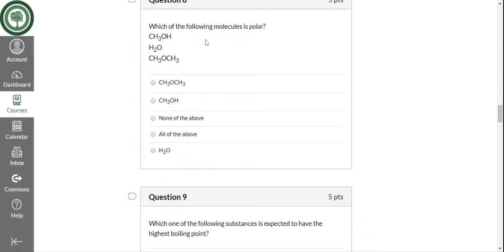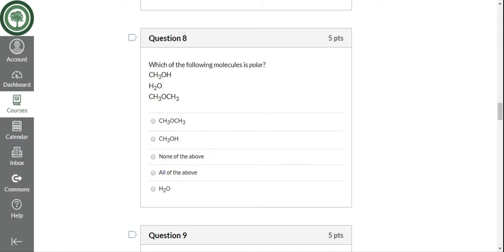Which of these molecules is polar? So we have methanol, water, and this is dimethyl ether. Now, all three of these share the same thing in common. They have an oxygen that has two non-bonding pairs that introduces a bent configuration.